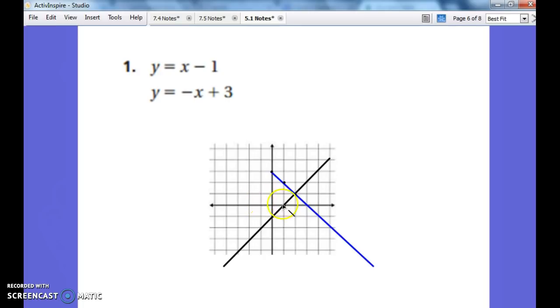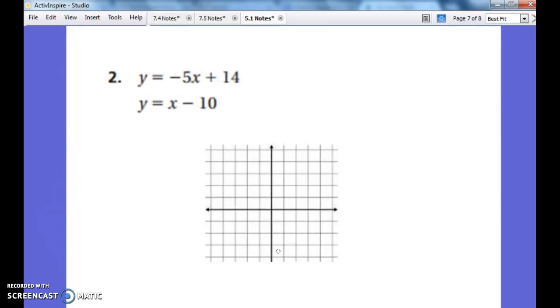Again, it looks like it crosses here. Nice and perfect for us at the point 2, 1. So your solution is at the point 2, comma 1. And again, you should be checking by plugging in your x values and y values into each equation to see if they're correct. Go ahead and pause the video and give number 2 a try.